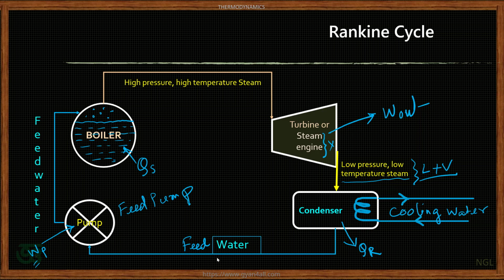Let us start from state 1. Before pumping, the state is 1. After pumping to high pressure, it becomes state 2. After production of steam, it becomes state 3. And after expansion of the steam inside the turbine, the state of the working fluid is 4. So these 1, 2, 3, 4 are the processes that constitute the Rankine cycle.